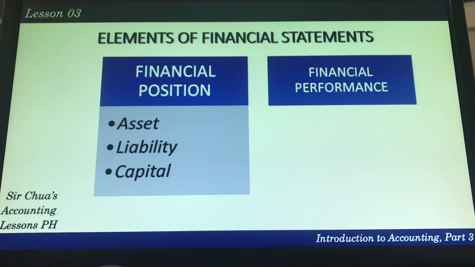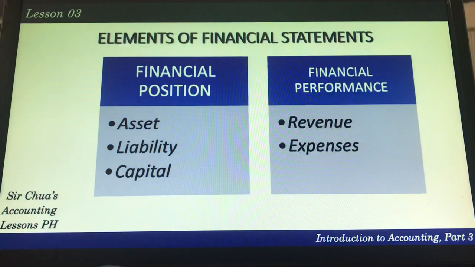Next is financial performance. We have two items of financial performance. We have revenues and expenses. Ganito lang kasimple. Revenue kinita, expenses ginastos. Pag mas malaki ang kinita kaysa ginastos, congratulations! Kumita ka. Ganun lang. Okay?